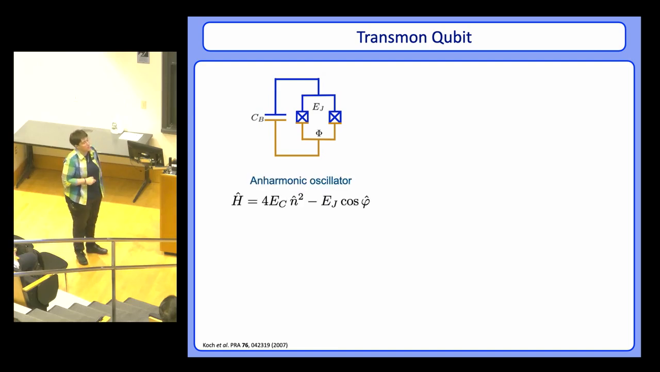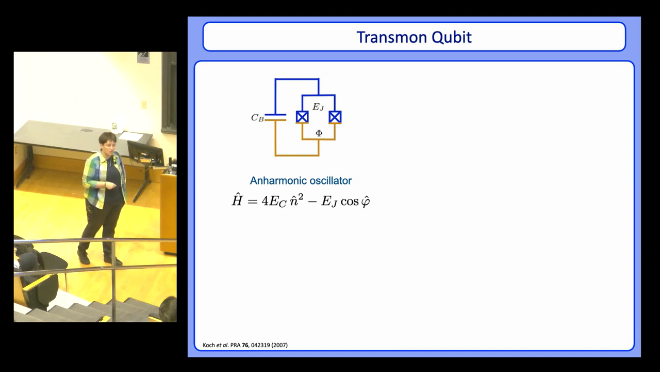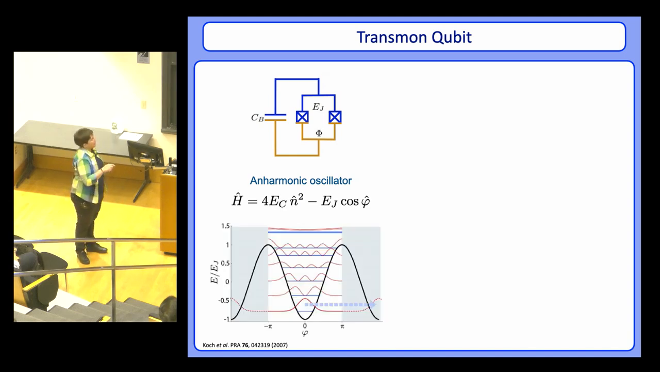And so the way that you can think about this is as an anharmonic oscillator. So instead of charge squared plus flux squared, it's charge squared minus E_J cosine phi. And the additional harmonic terms in the cosine are going to make the level spacing unequal. And in fact, the transmon regime is where this E_J coefficient is by far the largest.